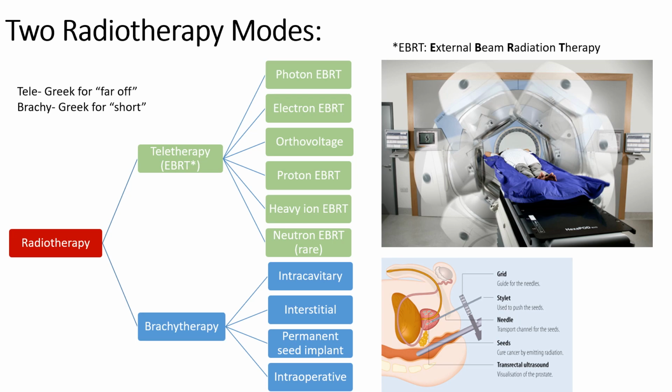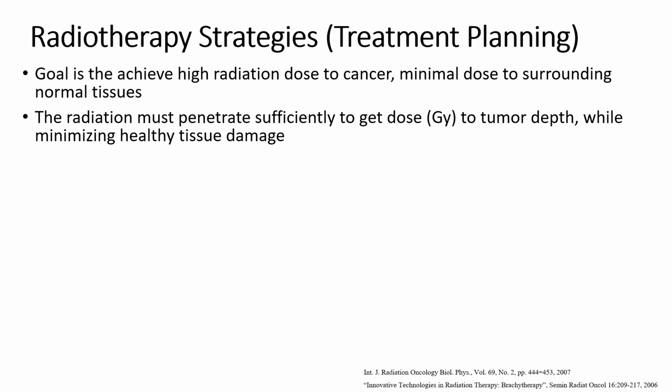So our goal in radiotherapy is to give a high dose to the tumor and minimize the dose to the surrounding structures. And there's a few radiotherapy treatment planning strategies that we can do to apply this. And let's take a look at a couple of examples.